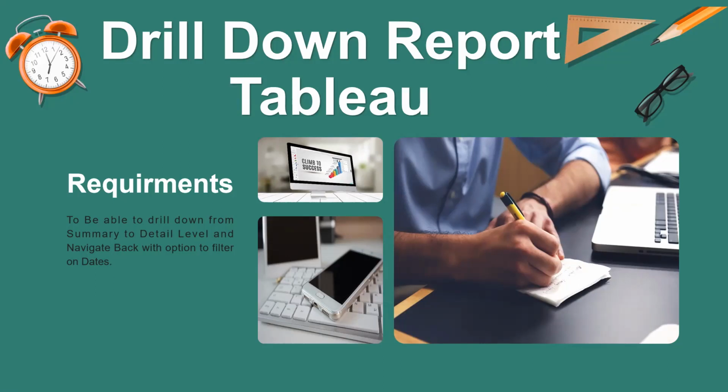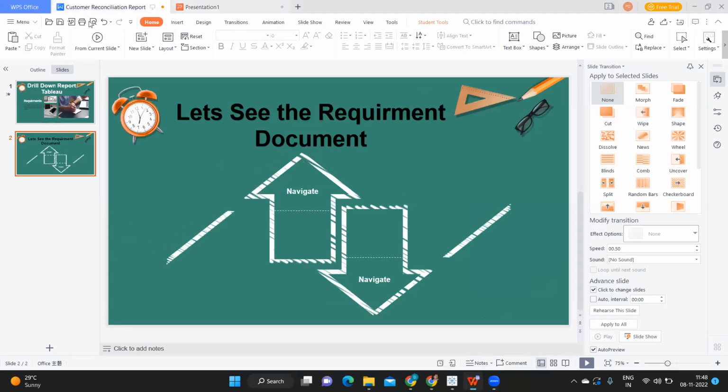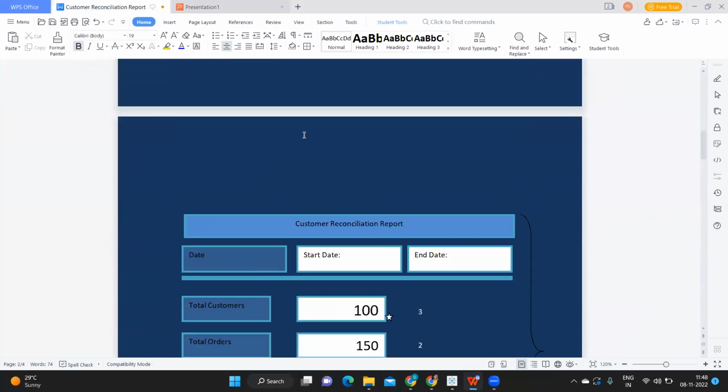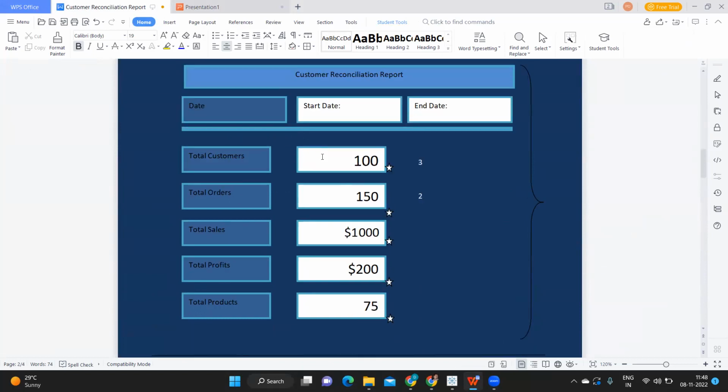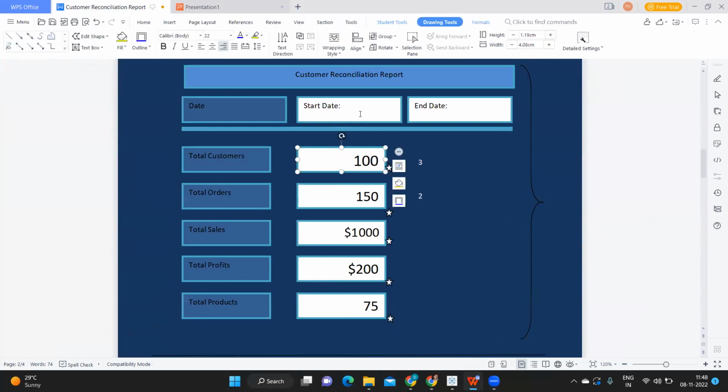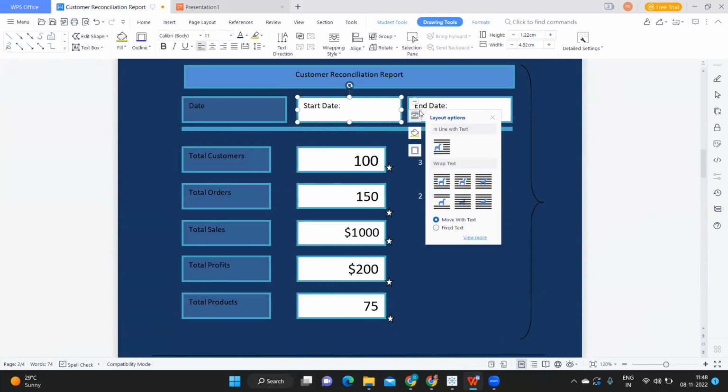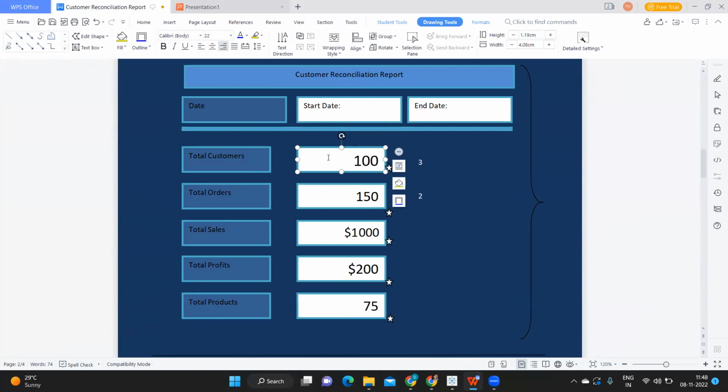To understand the requirement, I'm taking you back to the requirement document here. If you observe, this is how I received a report which states that the user wants to have two date fields where he should be allowed to select a date range. Based on that date range, the summary of that information should be displayed. Suppose the user is selecting December 1st to December 20. Based on that range, I want to find out how many total customers I had, what were the total orders we received, and what is the total sales I had, and similarly total profits and total products. So this is my summary page.